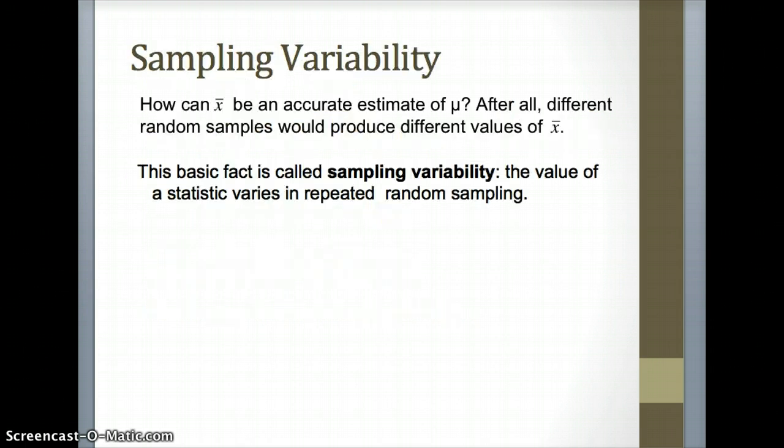What we're talking about here is the idea of sampling variability. So how can x bar, or our sample mean, be an accurate estimate of our population mean? After all, different random samples would produce different values of your sample means. The basic fact is called sampling variability: the value of a statistic varies in repeated random sampling.